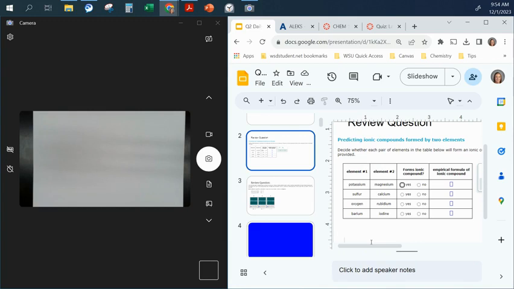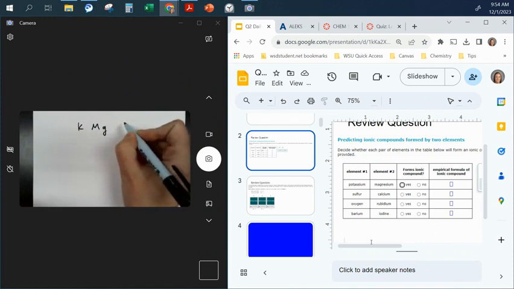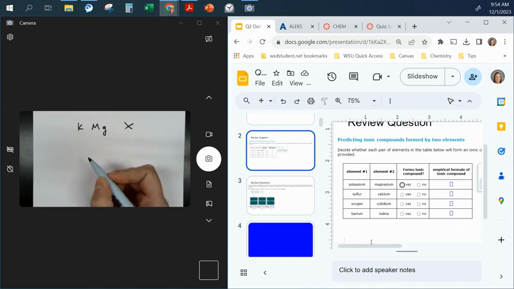So we're deciding if it could form an ionic compound, and then we have to write the formula. The first one is potassium and magnesium. Will that form an ionic compound? No. Why not? Because they're both metals. Good. They're both metals, so it won't form ionic. We need a metal and a non-metal for ionic.